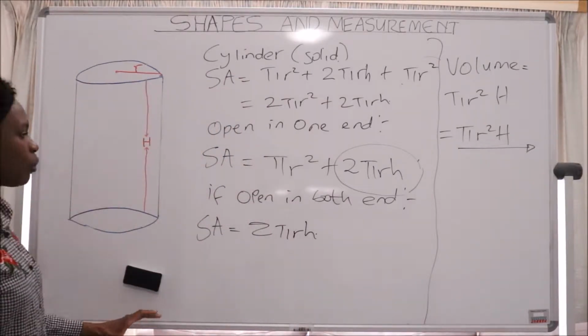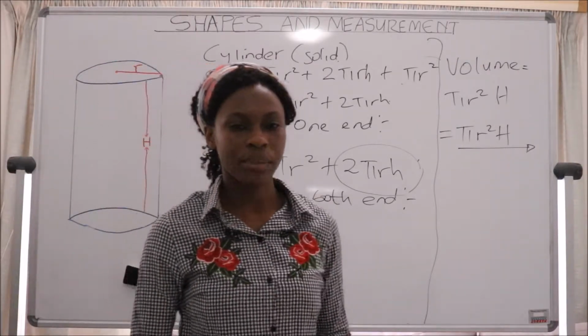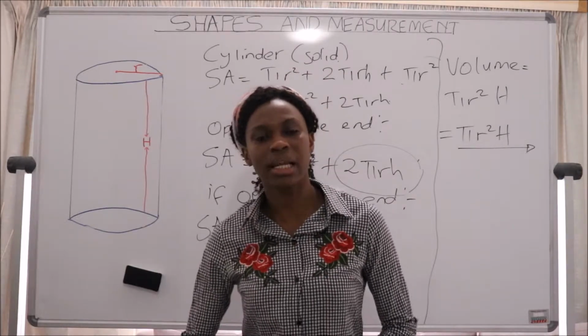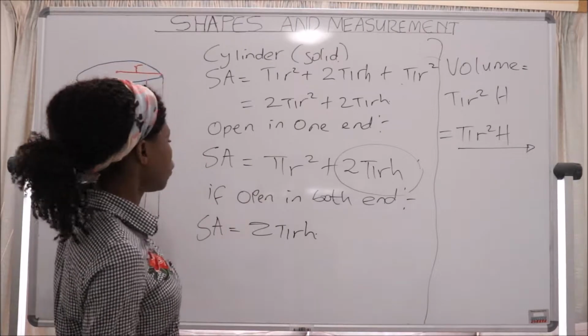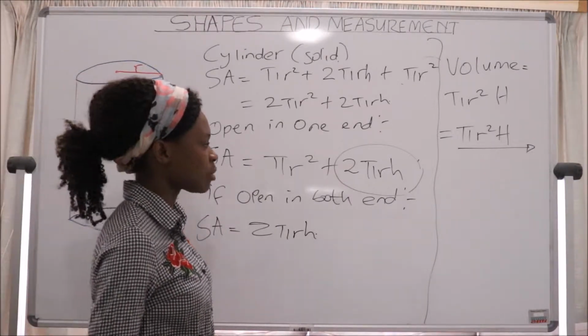So if it's open in both ends, that means that it won't be having any top circle and also no bottom circle. So that means that the surface area of the cylinder will be equal to the area of the rectangle in between, of which that area is equal to the circumference of the circle multiplied by height.